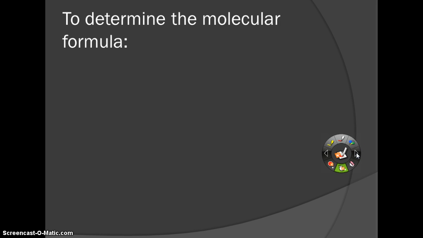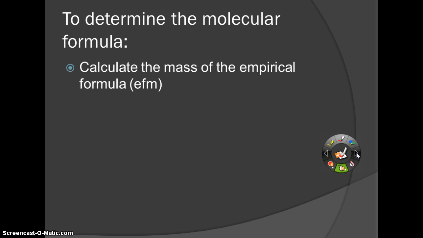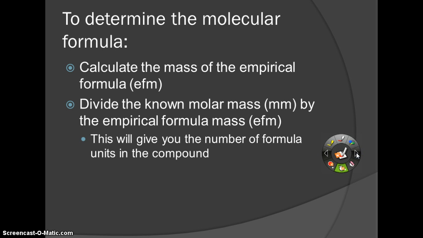So in order to determine the molecular formula, the first thing you have to do is calculate the mass of the empirical formula. So your empirical formula mass needs to be found first. You're going to use the periodic table, add up the mass of each element that's present in the empirical formula. That gives you the empirical formula mass.